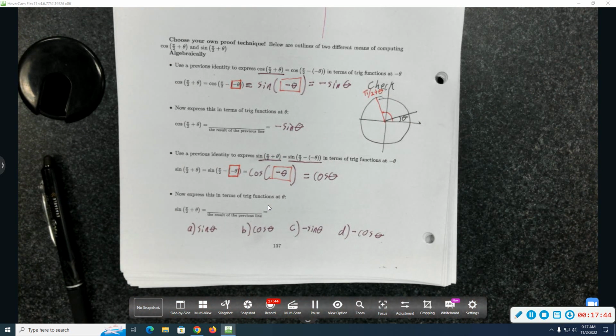A very similar diagram to this is on the next page, if we want to hit it. So, what quadrant does that orange angle live in? 2. So should cosine be positive or negative? Negative. Cool. Negative sign checks out. Should sine be positive or negative? Positive. It's in quadrant 2. So the lack of a negative sign checks out. People feel pretty good about that?